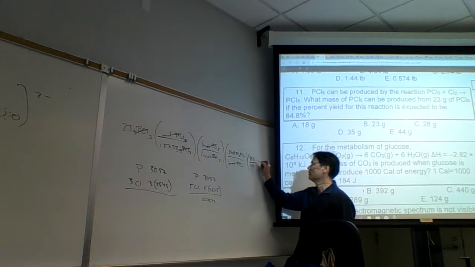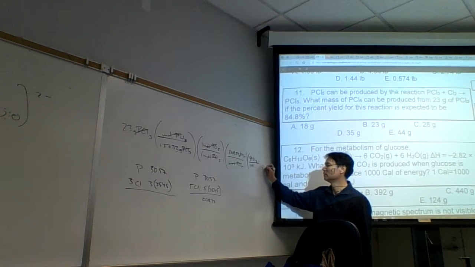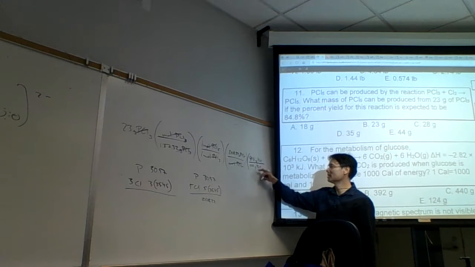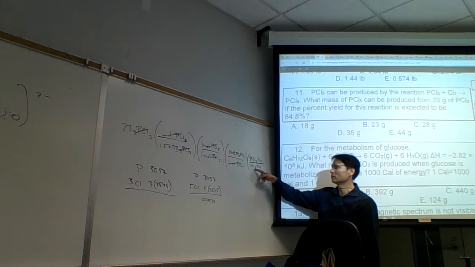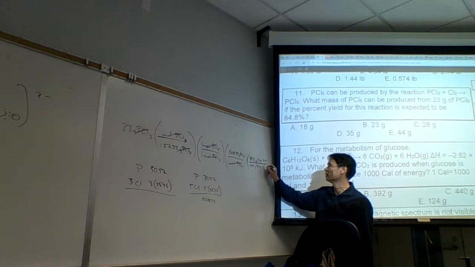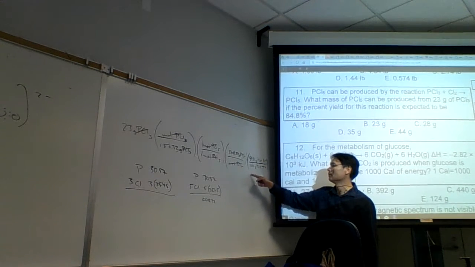The unit should be 84.8 what? Grams of PCl5 per 100 grams of PCl5. Now we have to label these because 84.8 is not the same as 100. So what should I call the top? Actual. This is going to be the actual yield, and the bottom will be the theoretical yield. And stoichiometry calculates the theoretical yield.